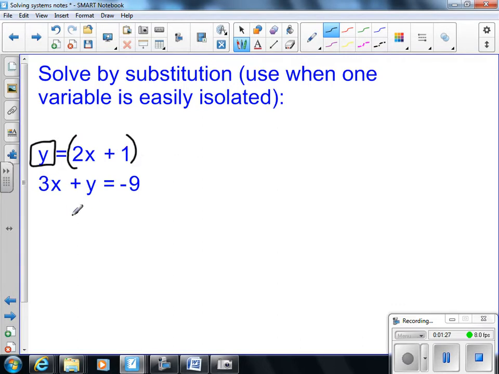Okay, so let's rewrite this. 3x is in the game, but who's coming out? Y is coming out. What's going in instead? The quantity 2x plus 1. Now, the reason I put it in parentheses is because if you were subtracting that quantity, you would have to distribute a negative. In this case, we're not, but just to note that that quantity is being plugged in for y equals -9.